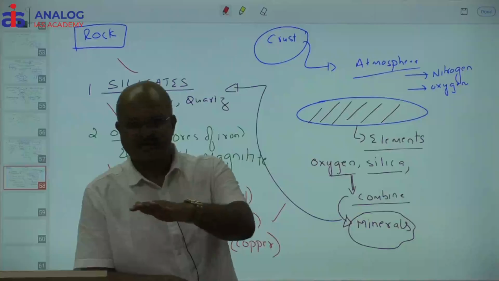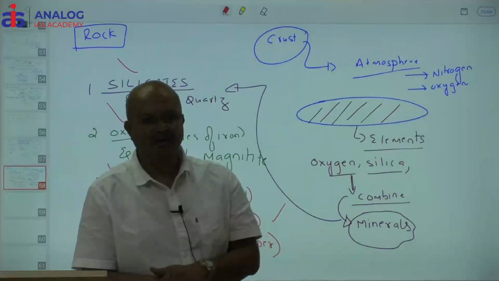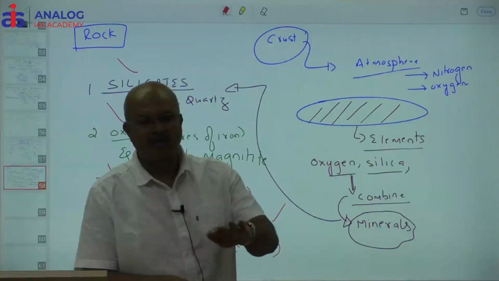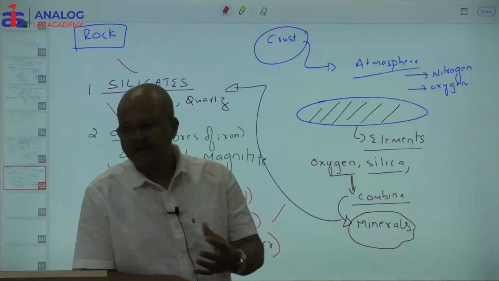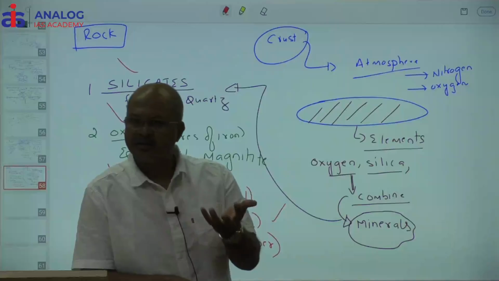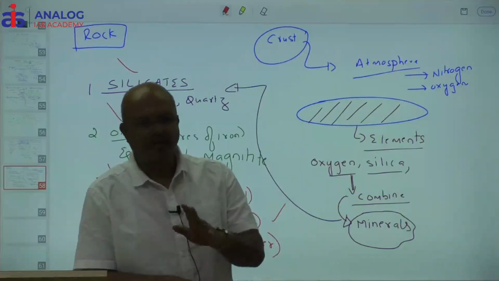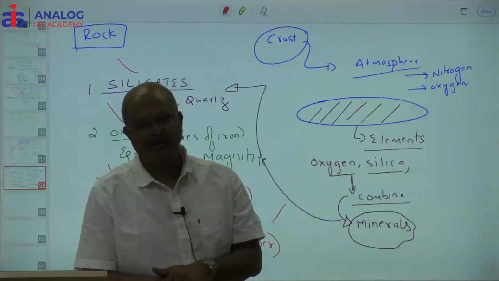Then service sectors. Many students make a mistake: is mining a secondary or service sector? It is not secondary or service. It is a primary activity. When you extract resources from the earth in their natural form, we refer to that as primary activities. Agriculture, fishing, mining, all these are primary activities.